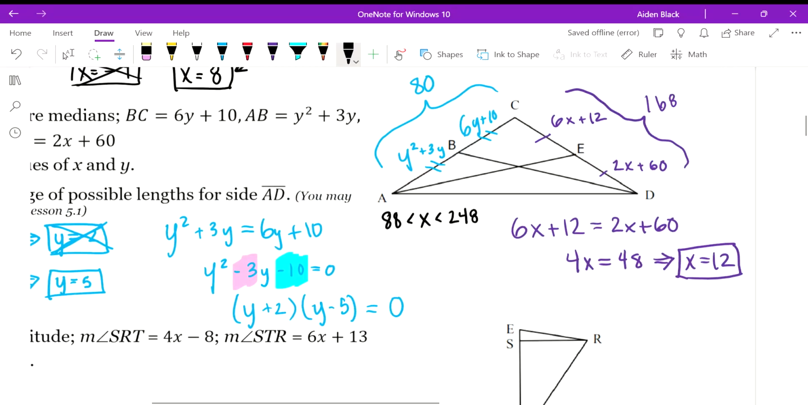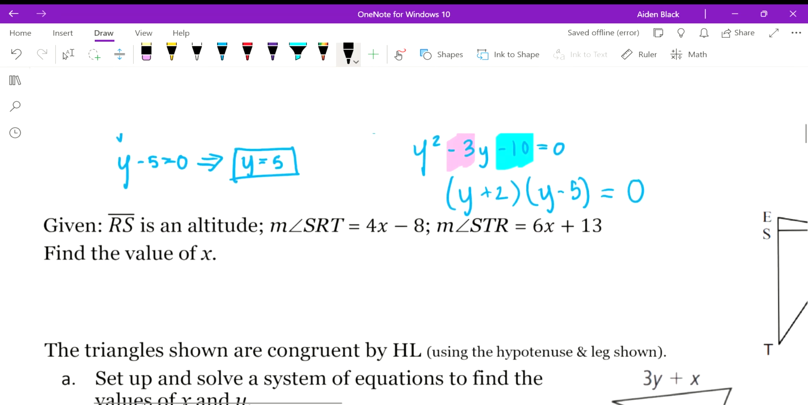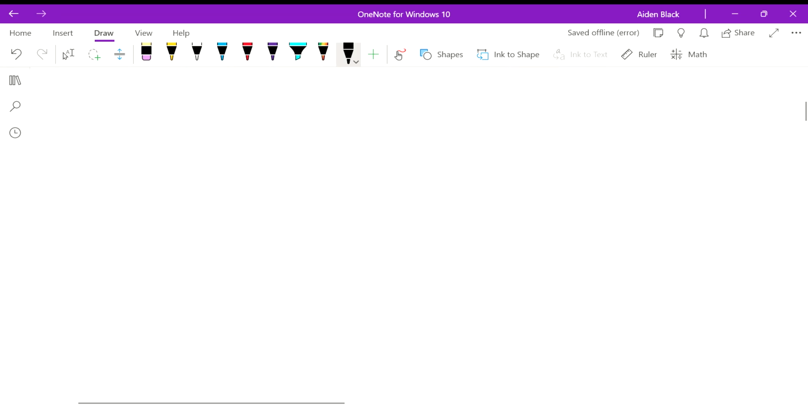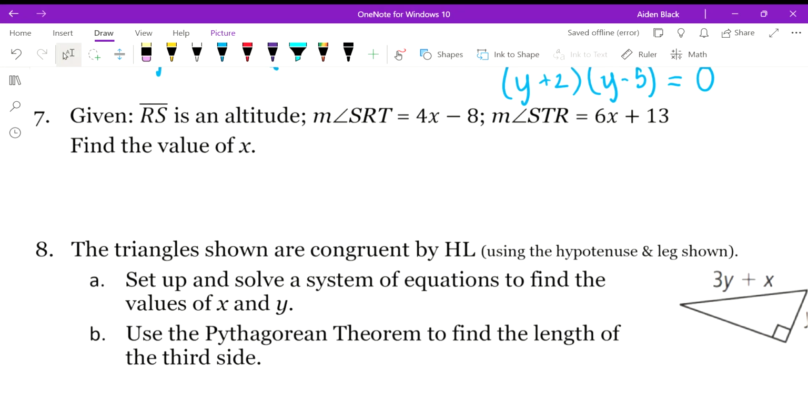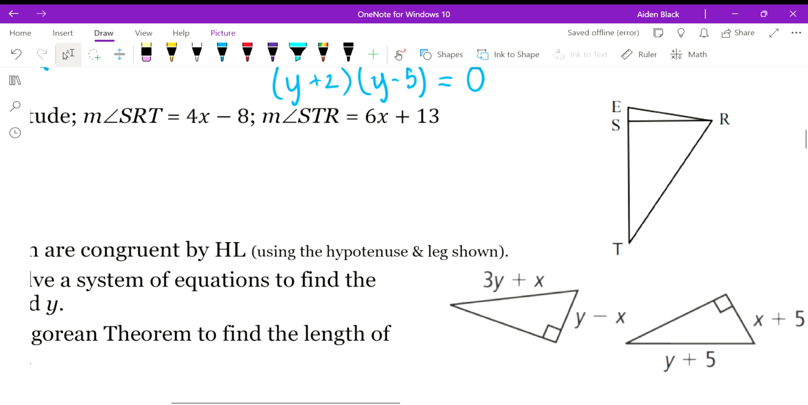Okay. So this would be the range of possible lengths for AD. Given RS is an altitude, find the measure of angle SRT and find the measure of STR. Really, we're just finding the value of x.